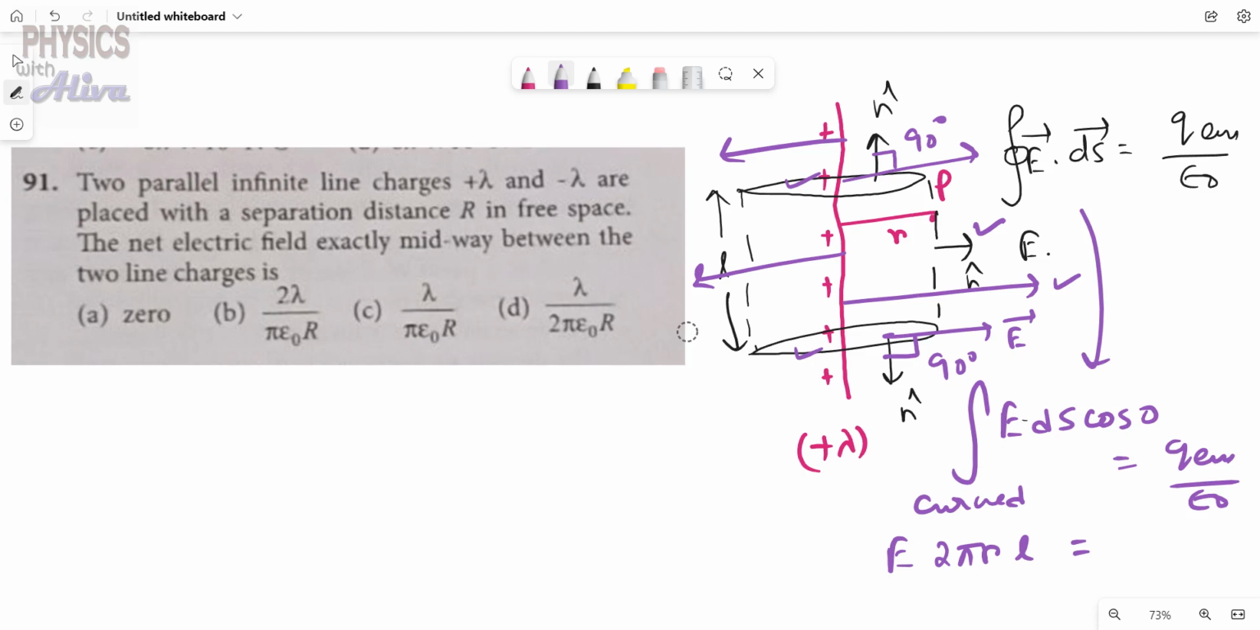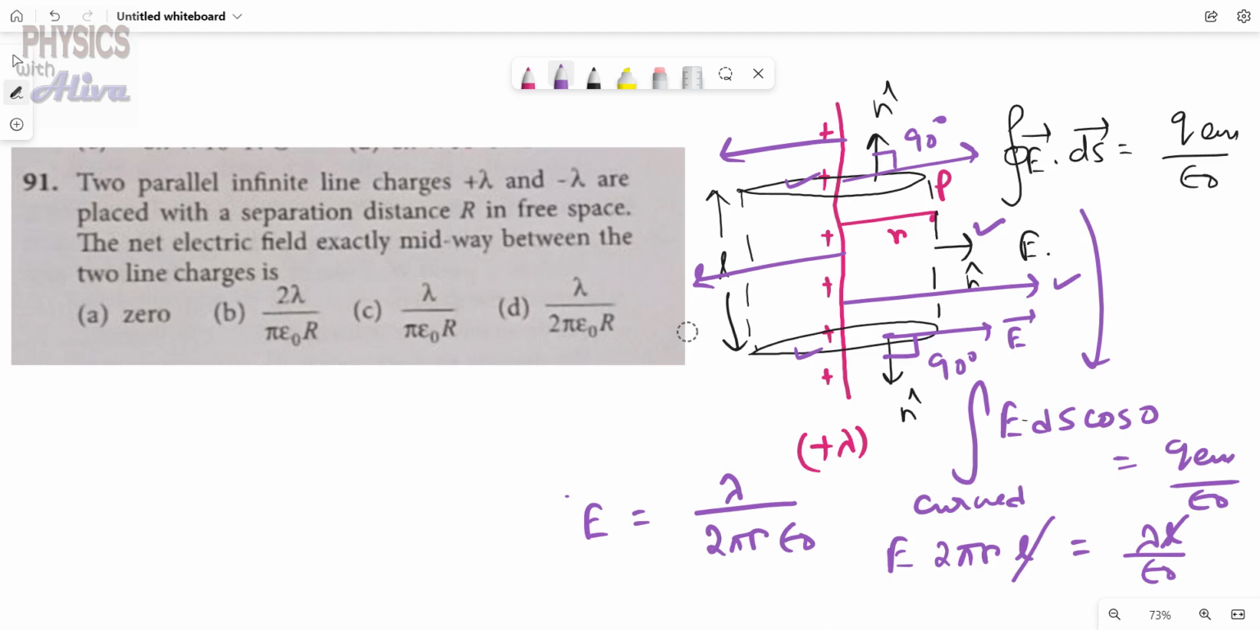How much charge is enclosed here? The length of the wire enclosed by the Gaussian surface is small l, and the line charge density is plus lambda. That means for unit length, the amount of charge is plus lambda coulomb. So for length l, the amount of charge is lambda l, divided by epsilon naught. So from here we get, l cancels out, E is equal to lambda by 2 pi r epsilon naught, and the direction is along the right side.